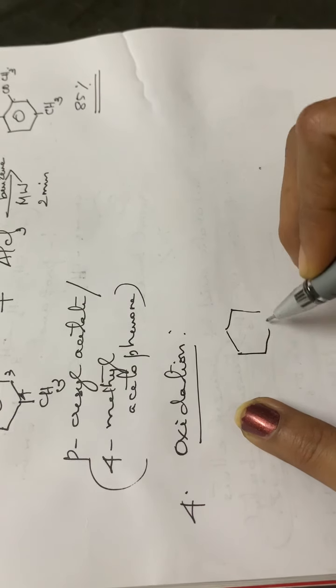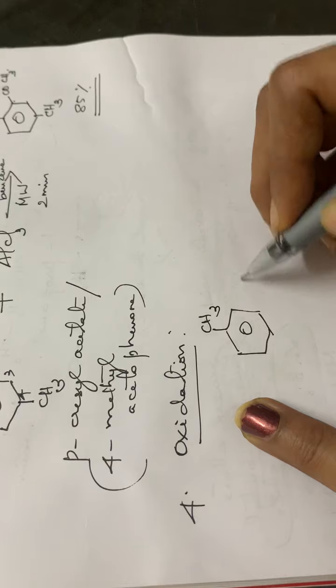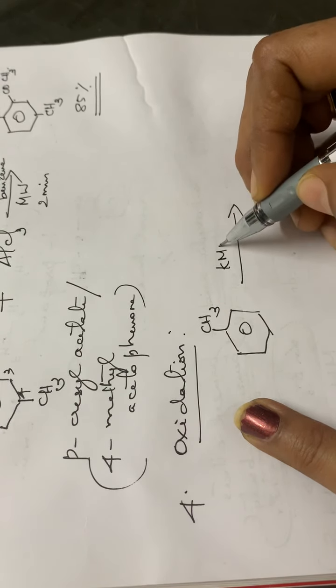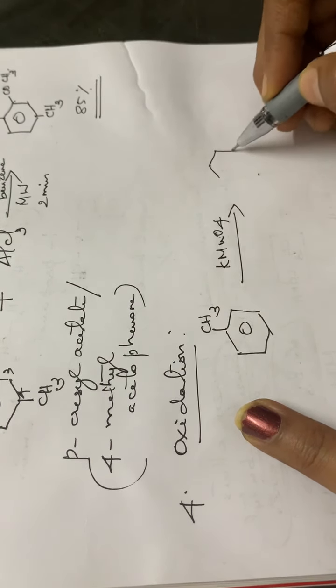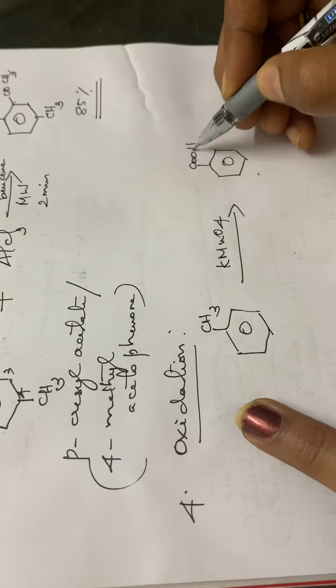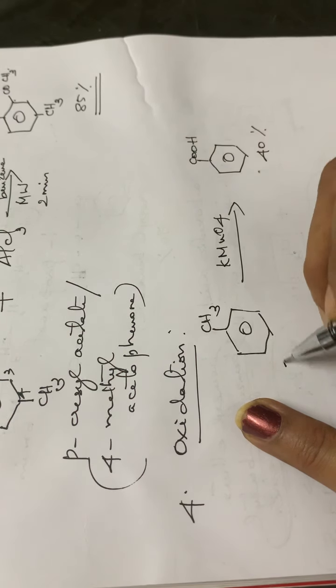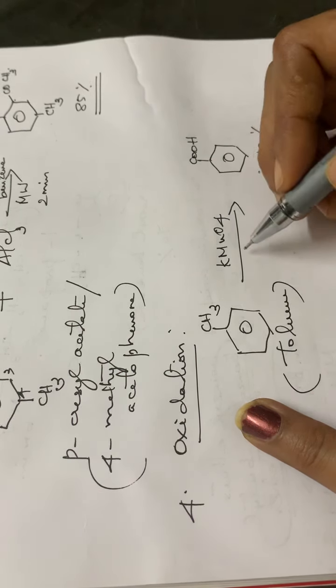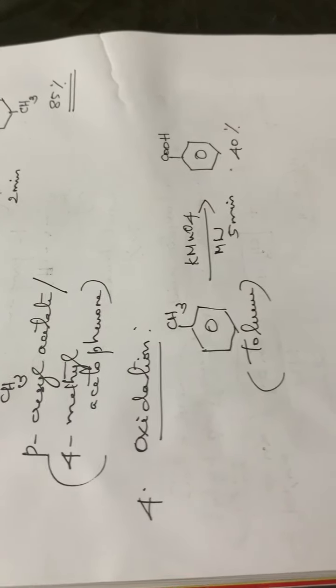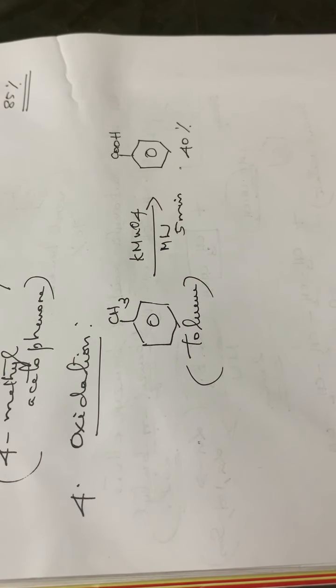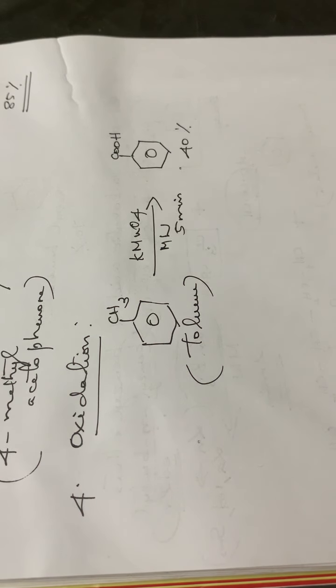Oxidation reaction. So here, oxidation of toluene, C6H5CH3, in the presence of potassium permanganate. Again the side chain oxidation will take place, and the product formed is benzoic acid, C6H5COOH. The yield is about 40%. This reaction is microwave assisted, and the time taken will be 5 minutes. So this is another oxidation reaction in the presence of a solvent. These are some of the reactions carried out in the presence of solvents, so that is the second category, microwave assisted reactions using solvents.